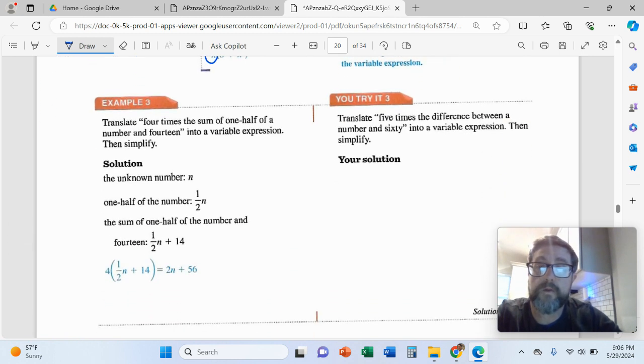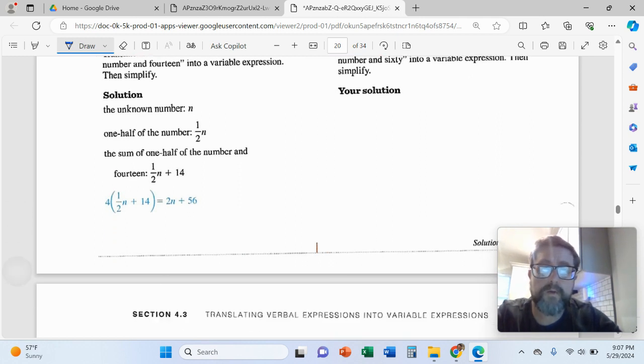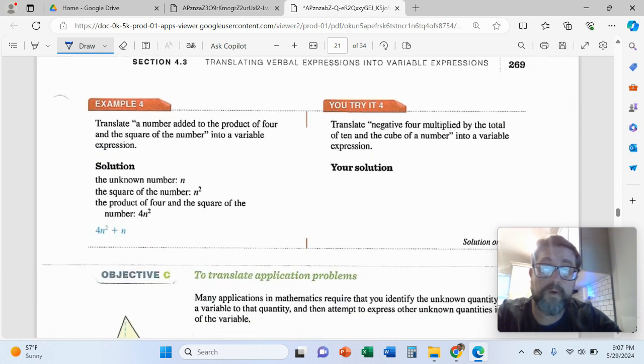Okay, I'd pause it and go over these examples. It's getting kind of late for me. Do these examples and pause it. Okay, now we're going on.